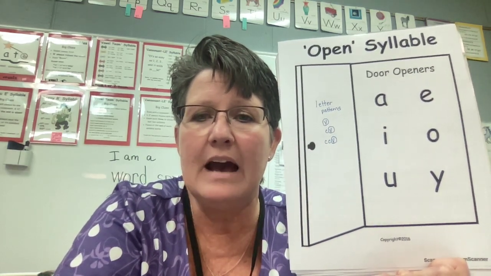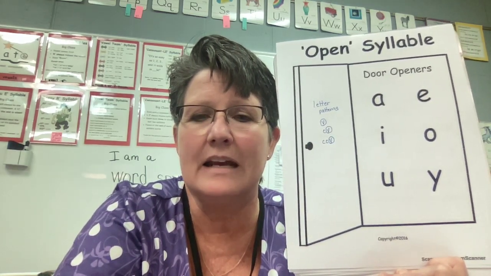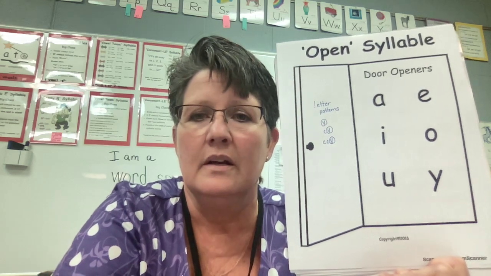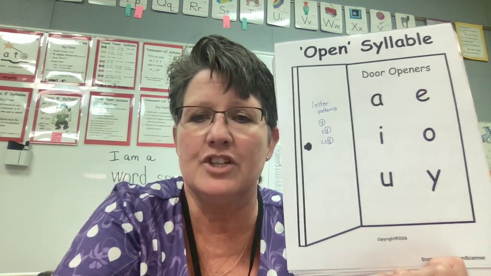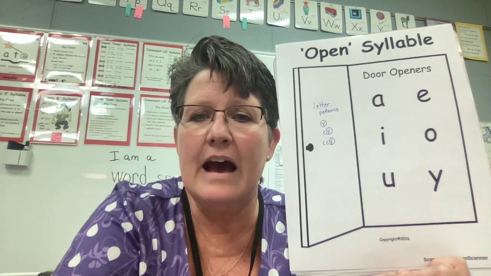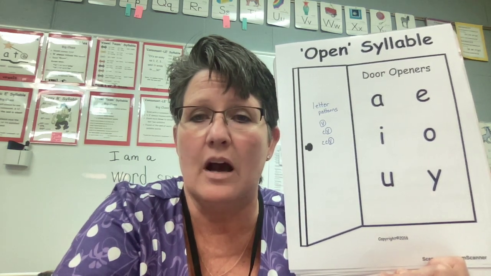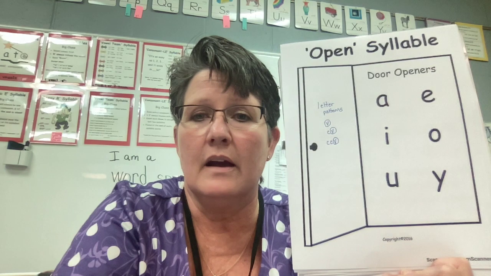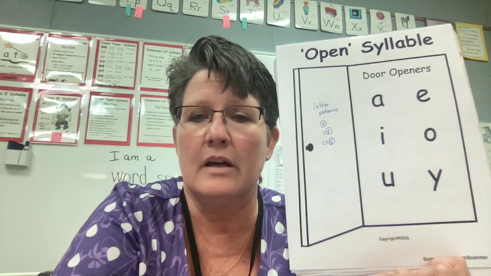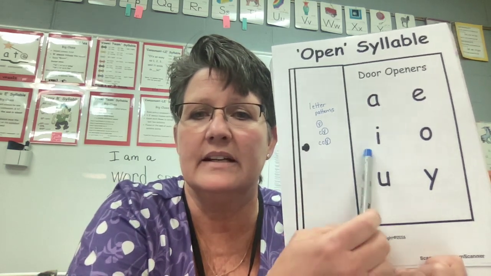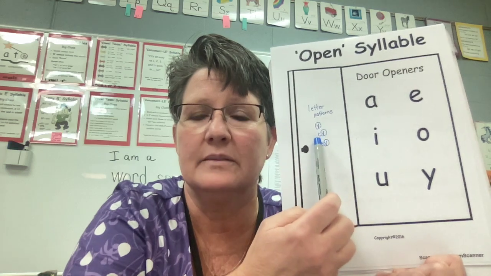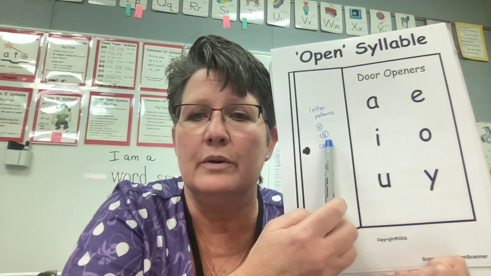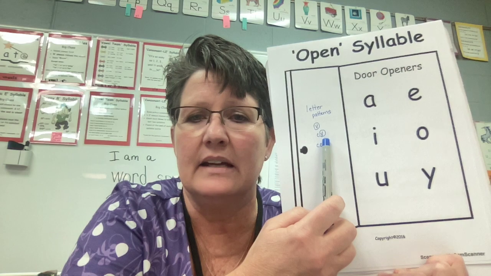The consonant-vowel, an example of that would be go. You have the consonant G, and then you have the vowel O. Notice the O is saying its name. And the word be would be another one. You have the consonant B, and the vowel would be E. Notice that the E is saying its name.